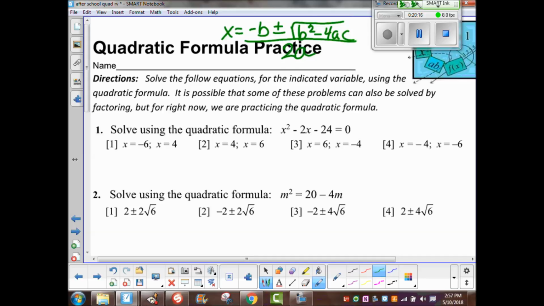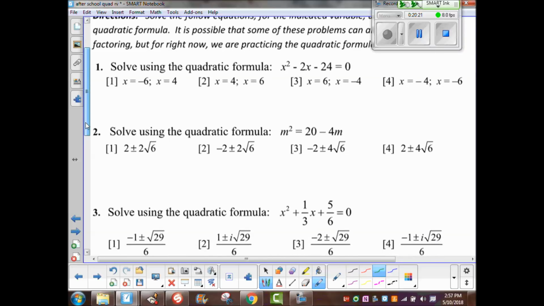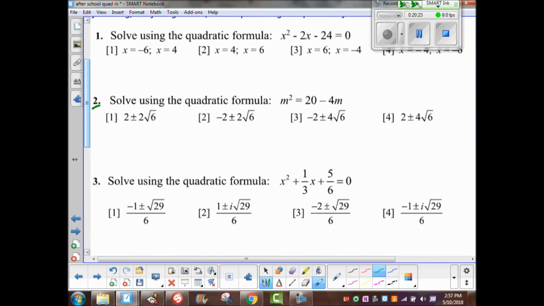All right, so there's the quad formula. Let's do number 2. My equation is m squared equals 20 minus 4m. You have to put this in standard form and set it equal to 0 before you can use the quadratic formula, because you need to find the a, the b, and the c. So make a little note: standard form equal to 0 before you can use the quadratic formula.